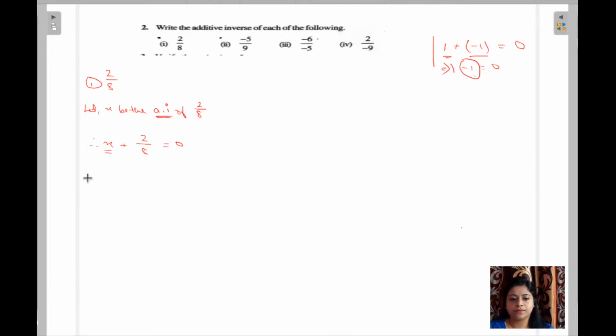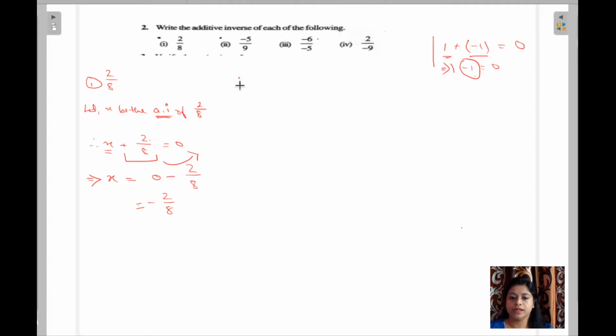Now we have to take out the value of x. This implies x equals to, now we are taking this plus 2 by 8 to the right hand side of the equal sign. So that's why equals to minus 2 by 8. Or we can write it as 0 minus 2 by 8. So plus 2 by 8 will become minus 2 by 8 in the right side. Okay. So ultimately our answer is minus 2 by 8. That means minus 2 by 8 is the additive inverse of 2 by 8.